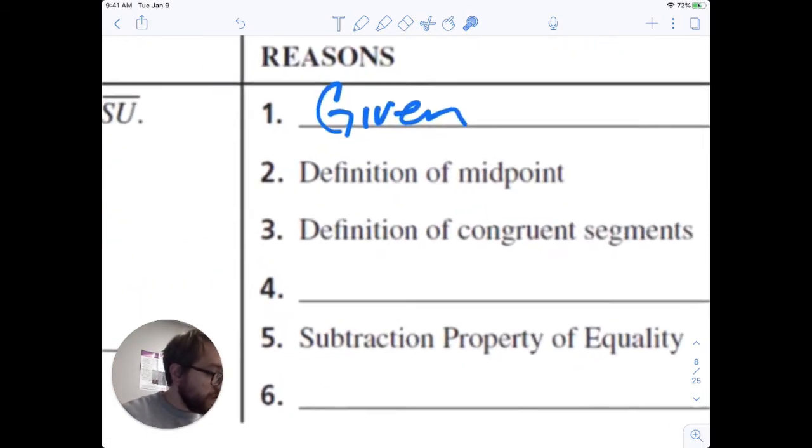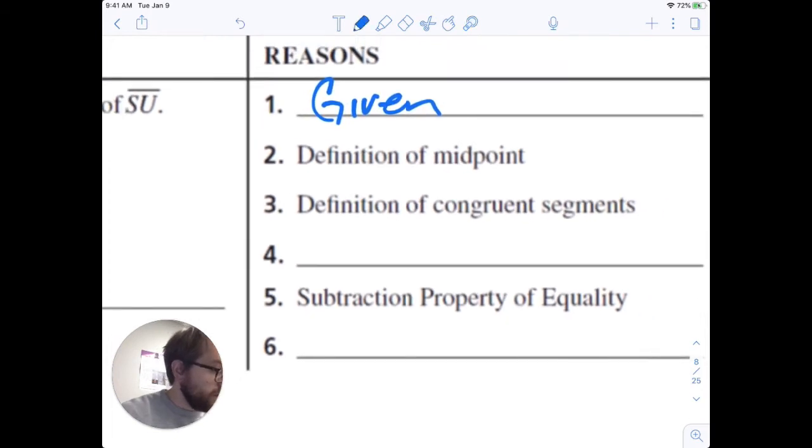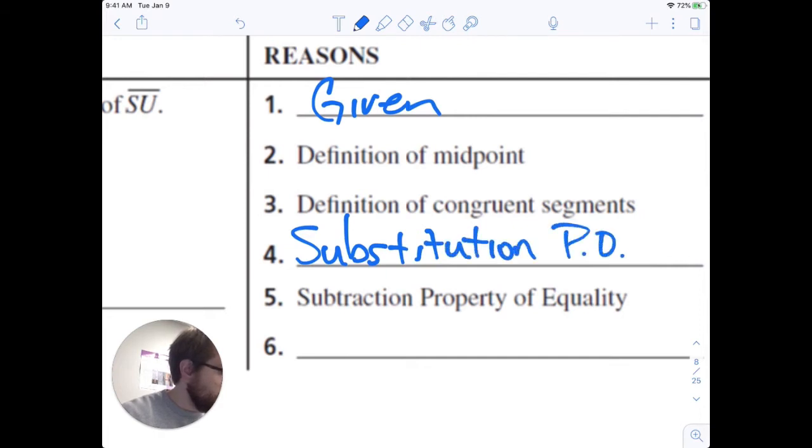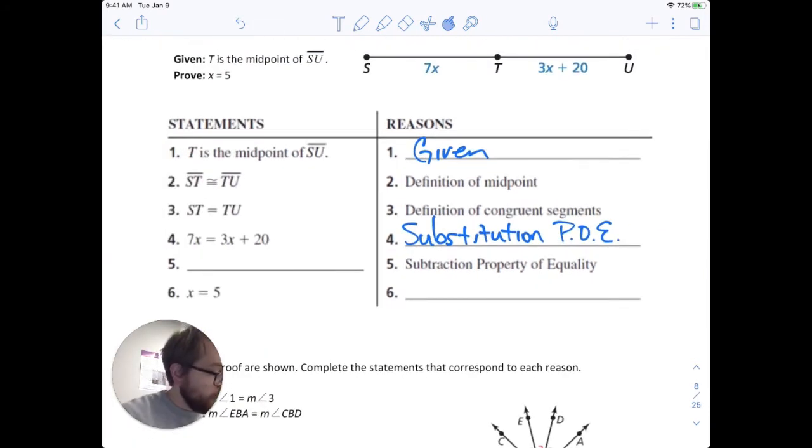So what's our reasoning for this? Substitution. The substitution property of equality. Because if ST is equal to TU and ST is 7x, then I'll just replace them. And if TU is 3x plus 20, I'll substitute that in. And so now instead of saying ST equals TU, I've said that their actual measurements, 7x and 3x plus 20, are equal to each other.